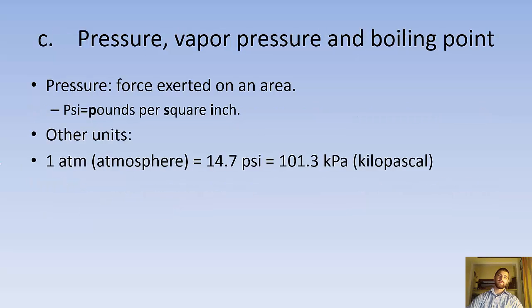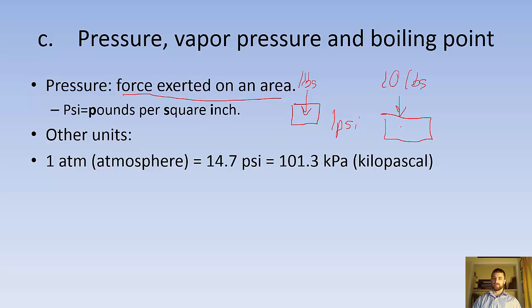All right, so first question is, well, what is pressure? Pressure is defined as a force exerted on an area. So a common unit for pressure would be PSI, or pounds per square inch. So let's say I had 1 square inch and I put 1 pound of force on it. What would the PSI be? It would be 1 PSI, right? If I put 10 pounds of force onto, let's say, 2 square inches, what would my pressure be? Well, it'd be 10 pounds per 2 square inches, so you get 5 PSI.